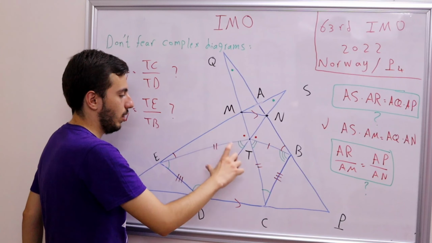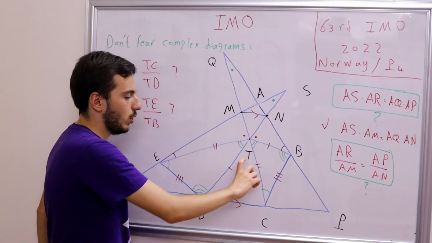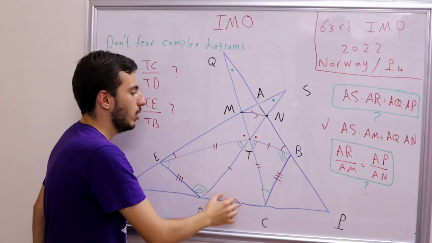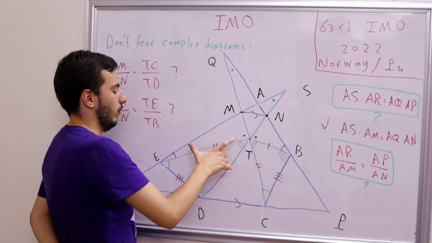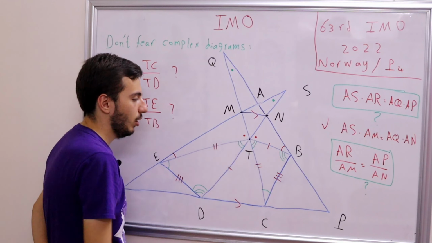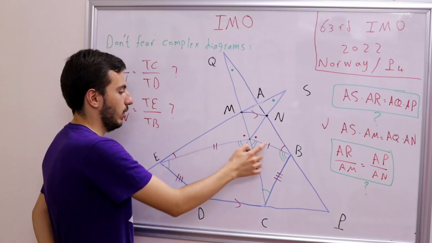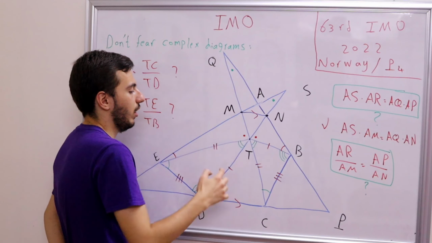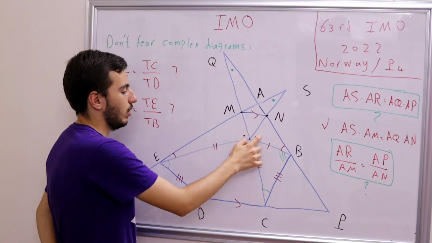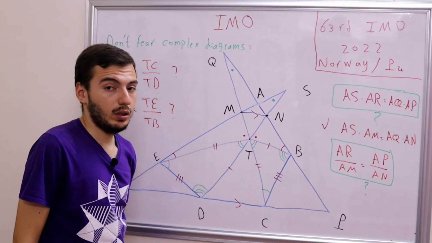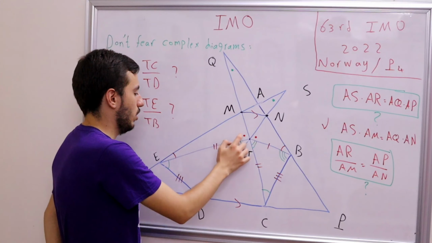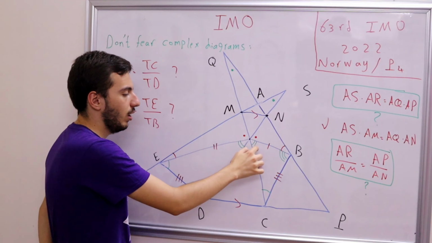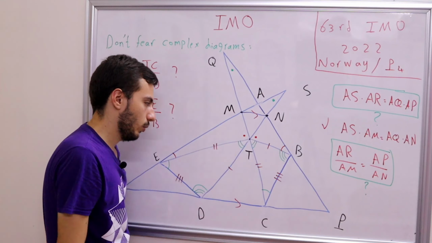TM over TN equals TC over TD. And guess what? TC over TD, we can replace this one with this one, this one with this one. So now we just need to show that TM over TE equals TN over TB. That suggests maybe, because this angle is the same as this angle, that we show that these two are similar, meaning that we just need to have this angle the same as this one, which is clearly easy, because the big one is the same as the big one and the green one is the same as the green one.